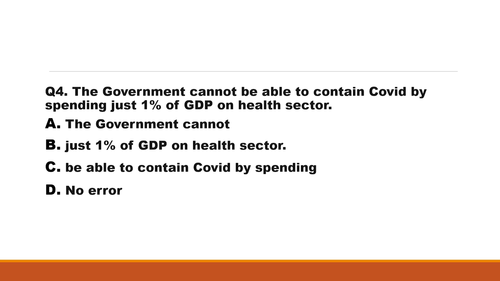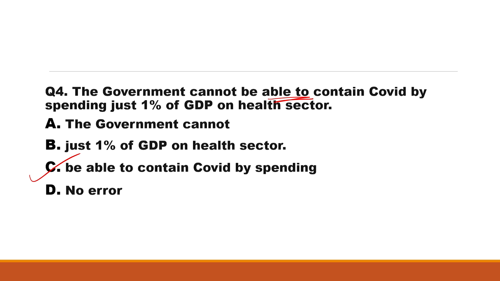So, is it done? Let's check. The government cannot be able to contain COVID by spending just 1% of GDP on health sector. So, the grammatical error lies in option C. Now, both able to and can show ability. Hence, they are never used together in a sentence. If we use both able to and can together in a sentence, the sentence becomes superfluous.